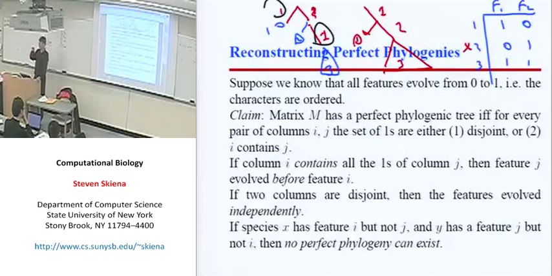Okay? Any questions? So if you believe this characterization, then my claim is that the algorithm should be simple to tell whether there exists a phylogeny. Can someone give me an efficient algorithm to tell whether or not there is a perfect phylogeny?